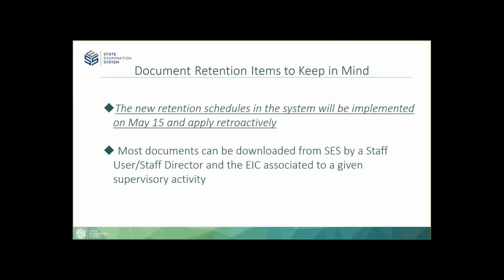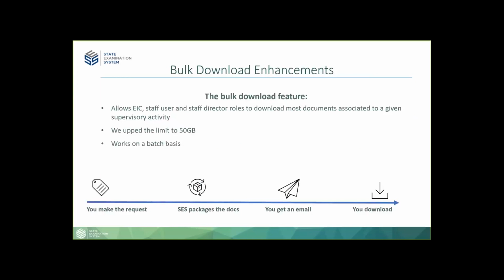If you're in the system and you're reviewing and you want to download, most documents can be downloaded from the system. And now we're going to talk about something very closely related to the document retention feature in the system, and talk about a bulk download. This bulk download is an enhancement with the Kansas release as well. And what it does is it allows certain agency users, in this case EIC, staff user, and the staff director, to download the documents associated to a specific supervisory activity.